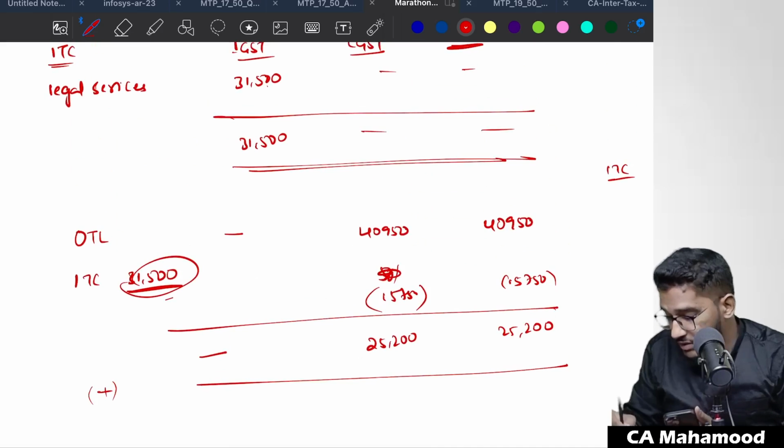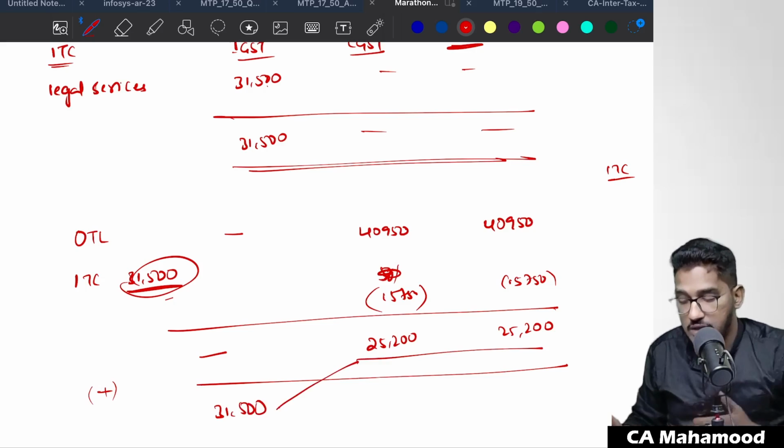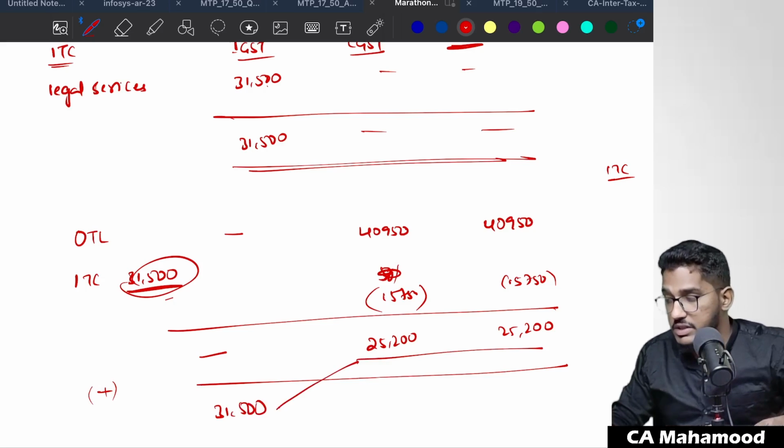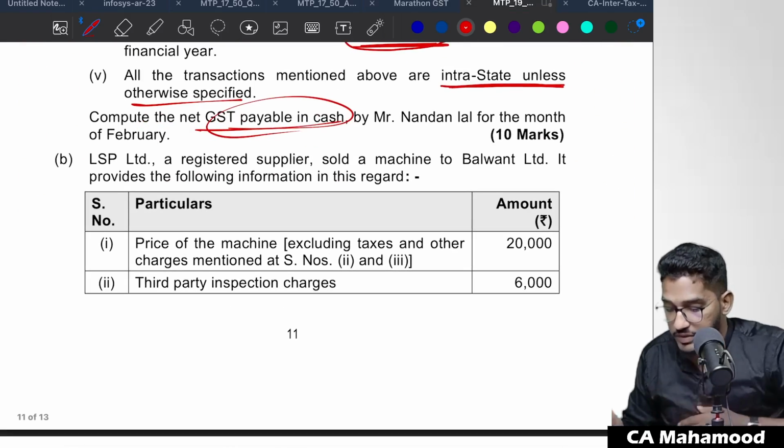Along with that, whatever RCM is there. What is the RCM liability? 31,500. So all of this you have to pay in cash. So this is your total payment in cash. Understood? So that's all. This is what the question was, and this is the suggested answer. So let us have a look at the subsequent questions.